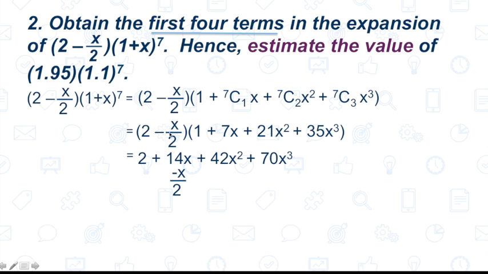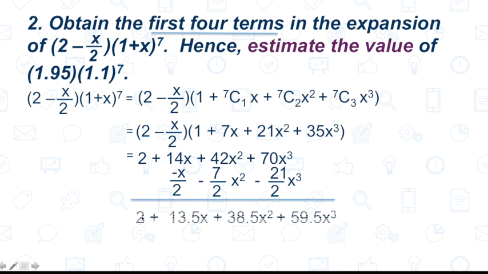Okay, so let's distribute now. Negative x over 2 times 1 is negative x over 2. Then negative x over 2 times 7x is negative 7 over 2 x squared. Then negative x over 2 times 21x squared is negative 21 over 2 x cubed. Now, negative x over 2 times 35x cubed, I didn't continue that because again, what we need is only the first 4 terms. So adding them all up, we will get 2 here.